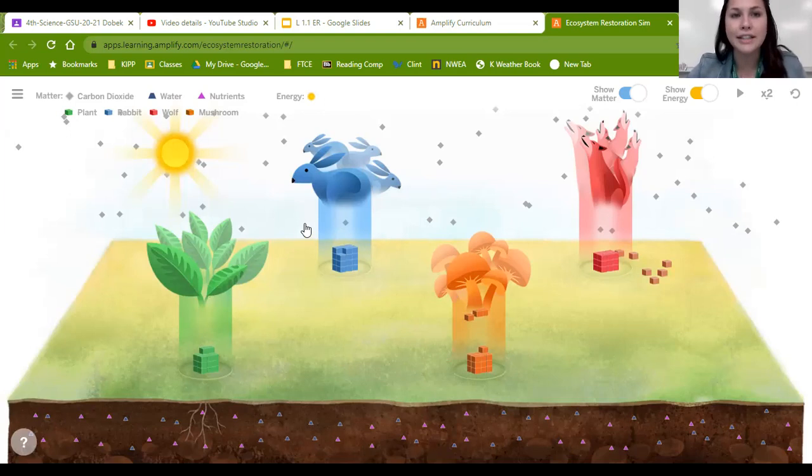And as we explore ecosystems in this unit, we are going to find out more about how energy is transferred throughout an ecosystem and how living things get the matter and energy that they need to survive.